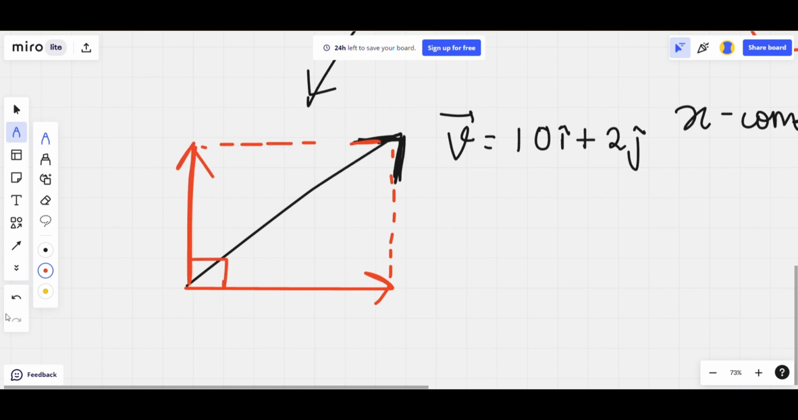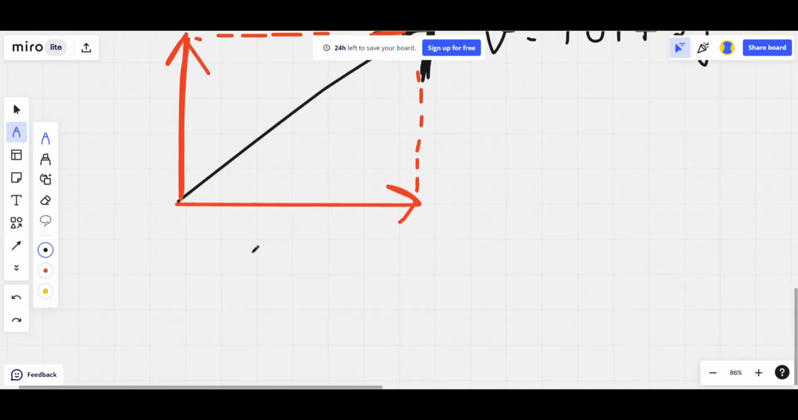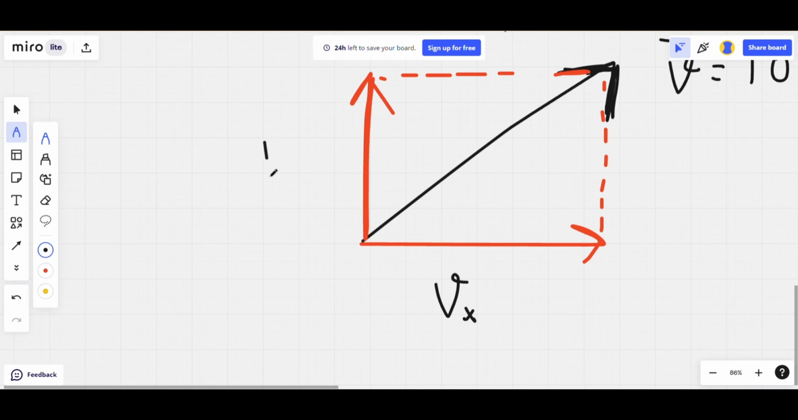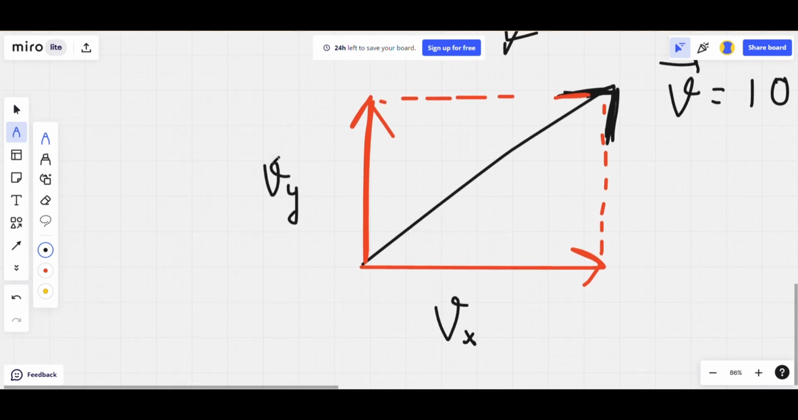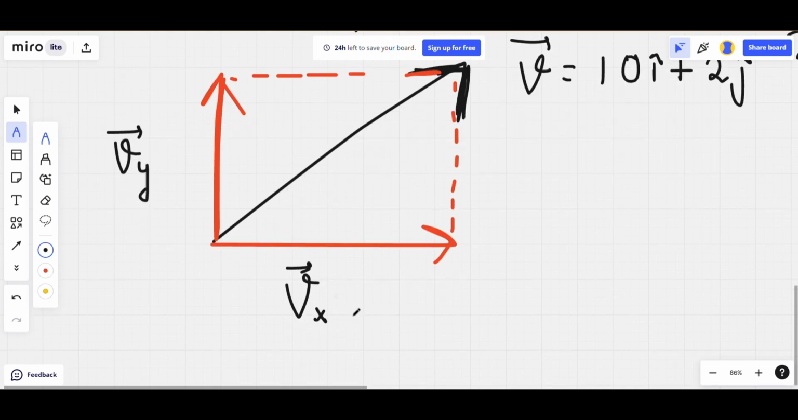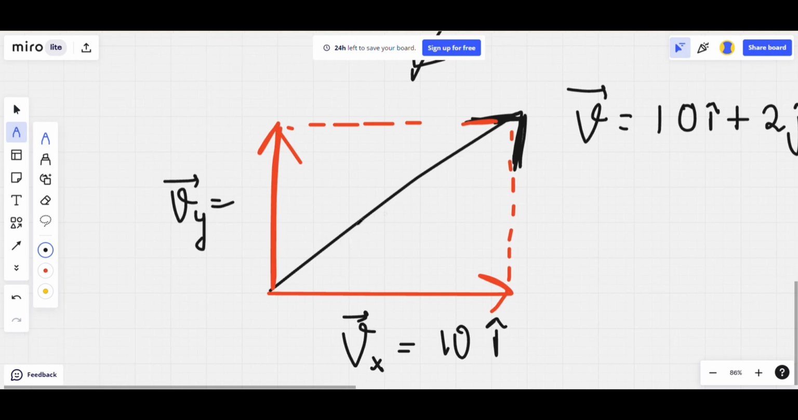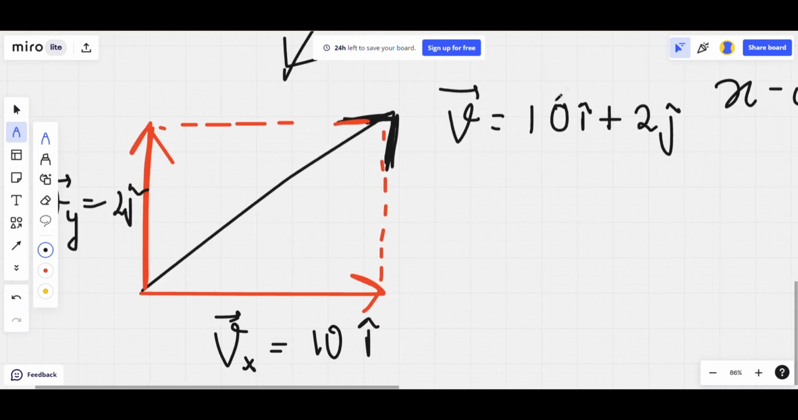Mind you, these are both perpendicular to each other. So what is the x component? Let's represent the x component by Vx, and the y component by Vy. If you want to show the direction, then obviously you can, but you don't need it. So now how do we break this vector down? We can say that Vx is 10 I cap and Vy is 2 j cap. We understood it from the question.